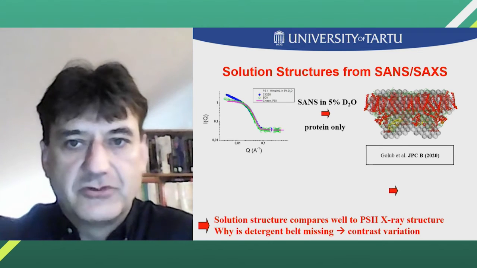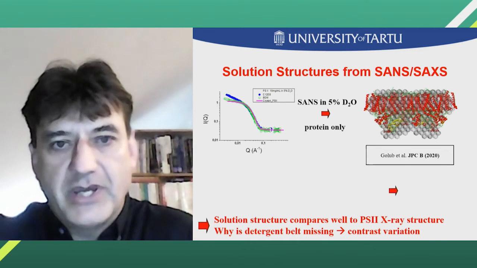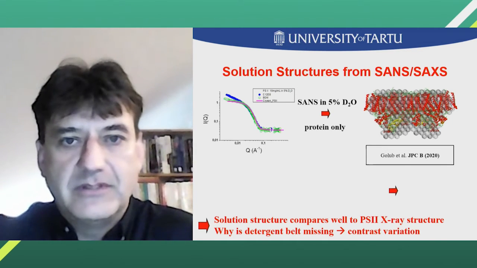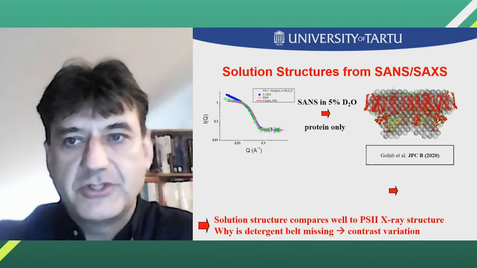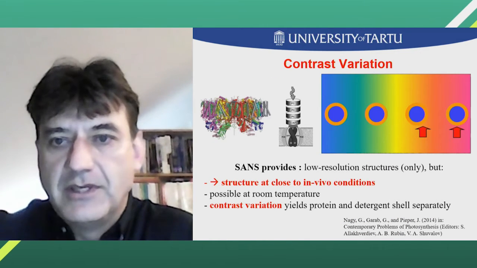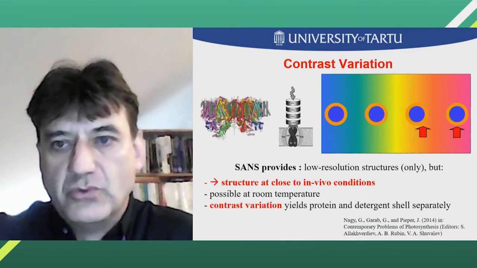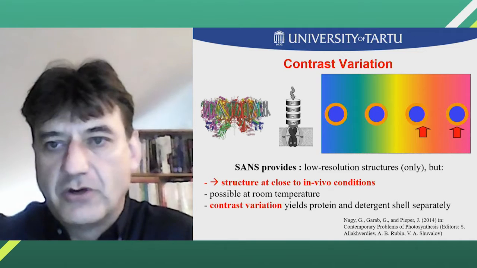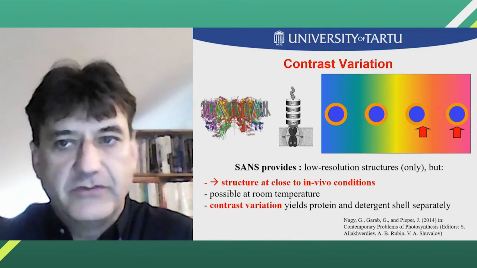But after my introduction, you may miss the detergent belt around this membrane protein. And why we don't see it, the reason is that we have a so-called contrast matching technique here, which is only available in small angle neutron scattering. And the principle of this is outlined on this slide. You see we have a 3-component system, the protein in blue in the center, surrounded by an orange detergent belt, and this again surrounded by the solvent.